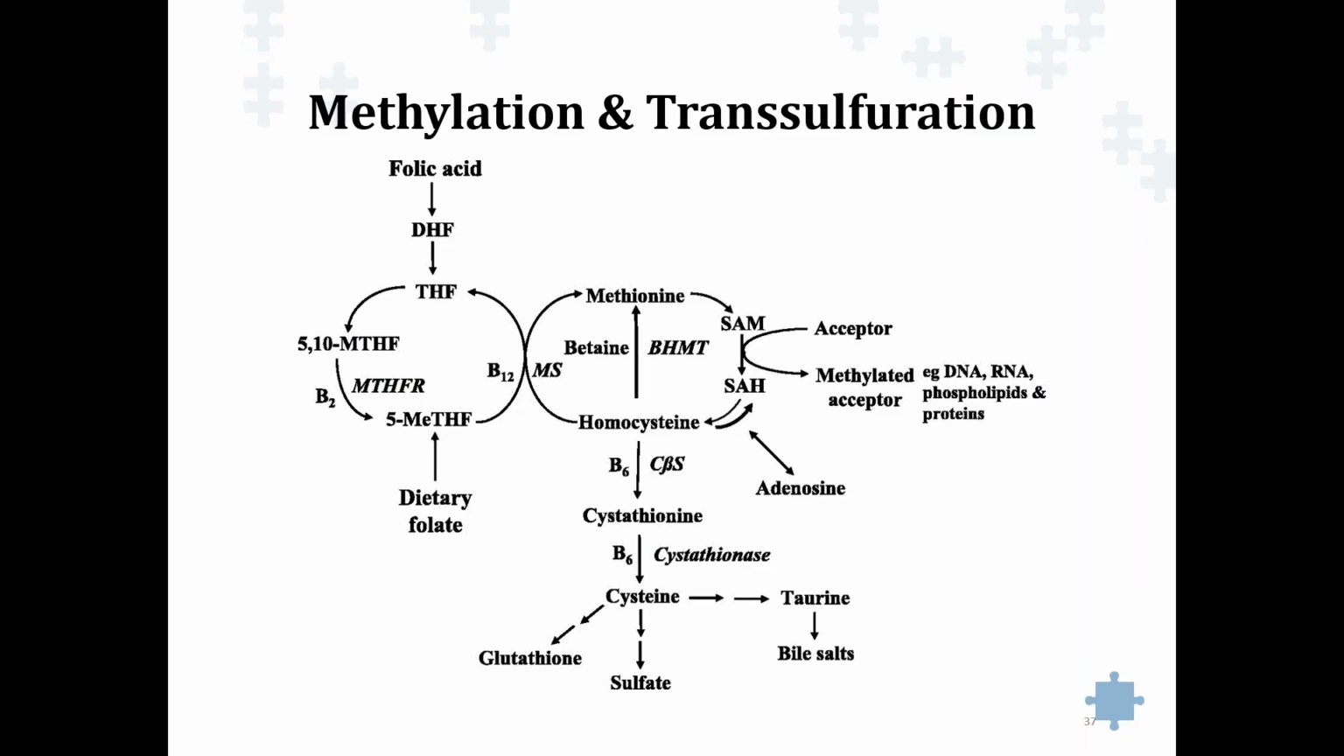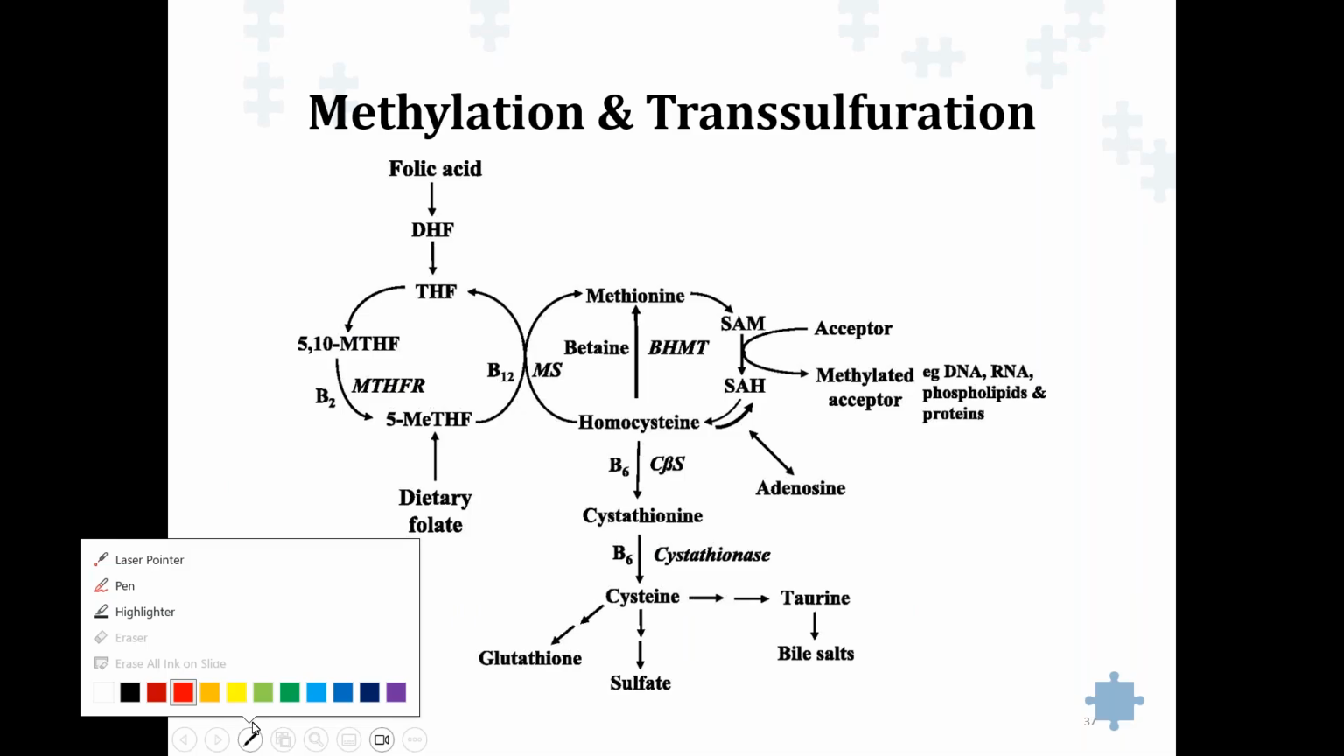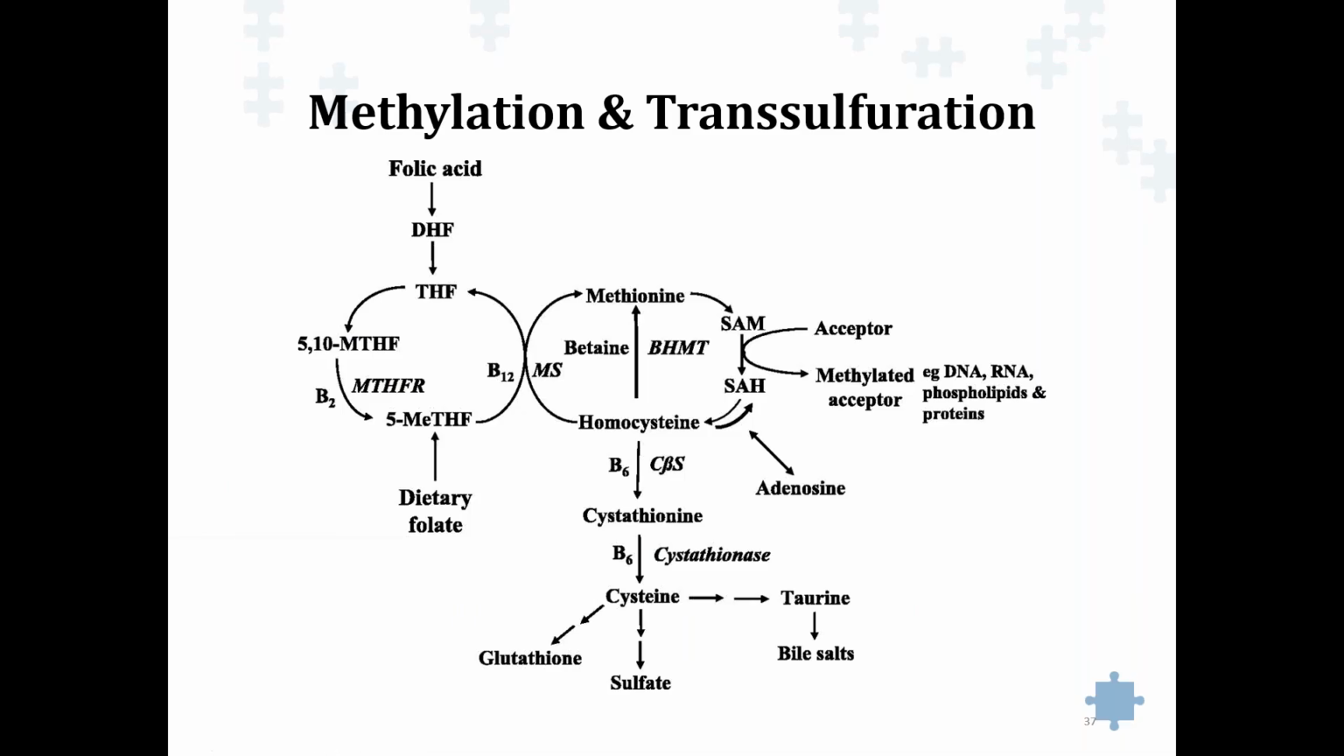So the methylation transsulfuration pathway. Let me draw a line under here. So here's our methylation cycle. Here's our folate cycle. Coming down this direction is our transsulfuration pathway. So homocysteine gets converted to methionine through the actions of methionine synthase enzyme.